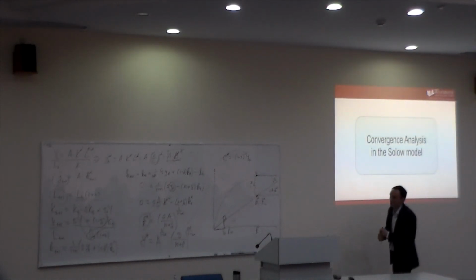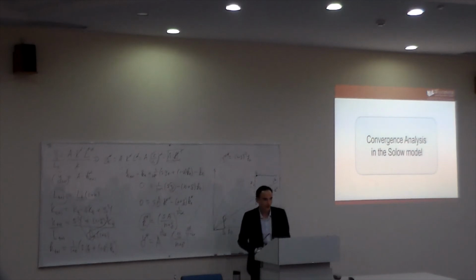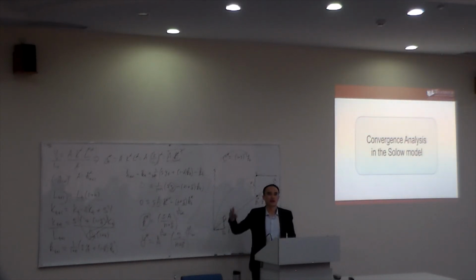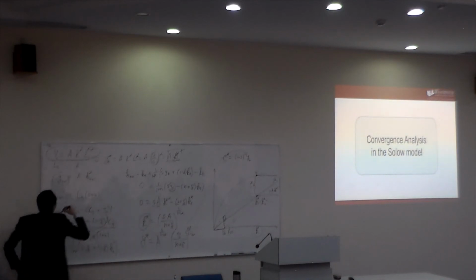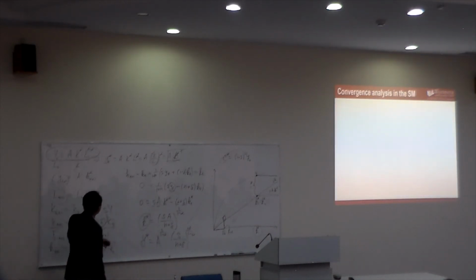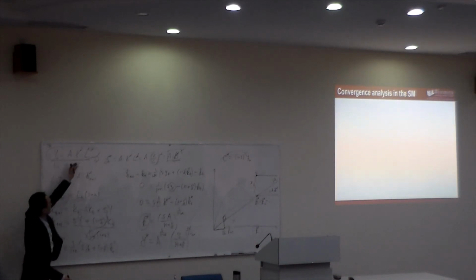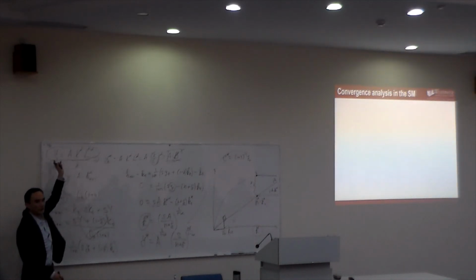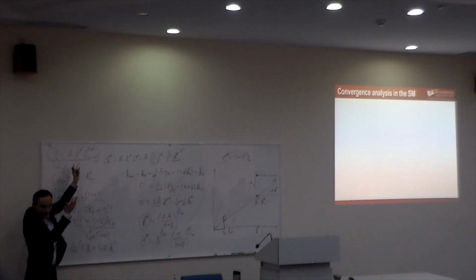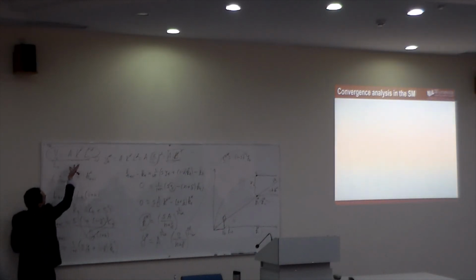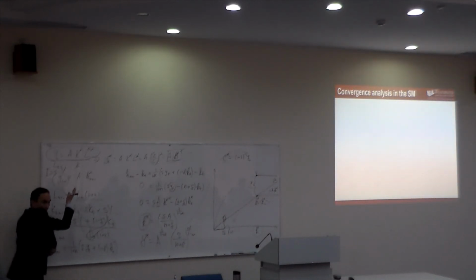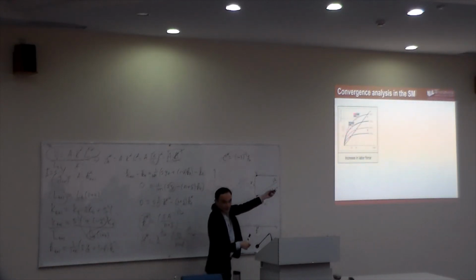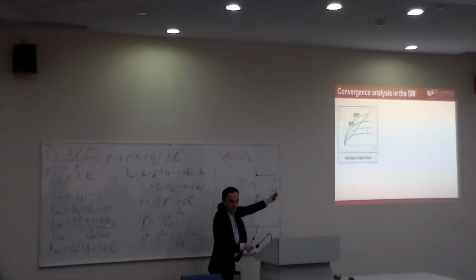Convergence analysis in the Solow model. In Solow, if you consider aggregate output, yes, aggregate output. If labor grows, aggregate output will grow, yes? If aggregate output grows, investment also will grow, yes? So it will look like this, right?